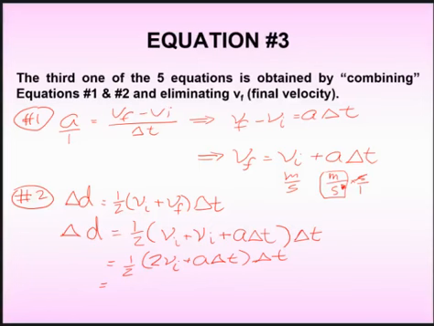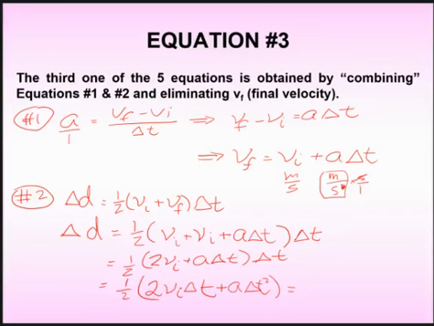Okay, so what's 2vi times delta t? 2vi delta t. Like, what's 2 times x times y? 2xy, right? So this will be what? Half, 2vi delta t, plus, okay, what's a times delta t times delta t? A delta t squared. And now what do I do as my very last step? I put the half in.